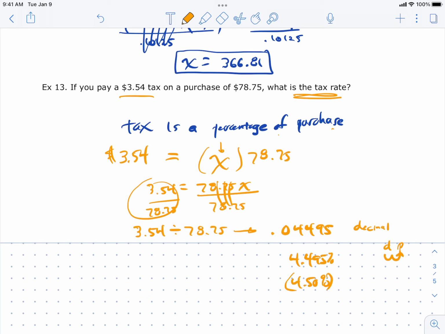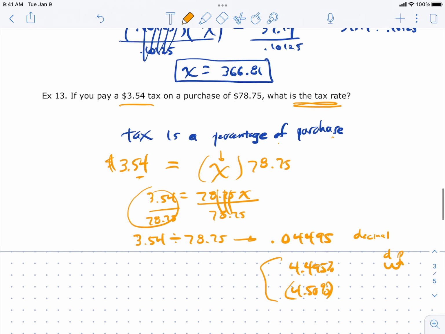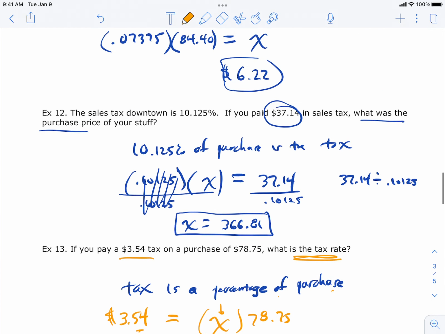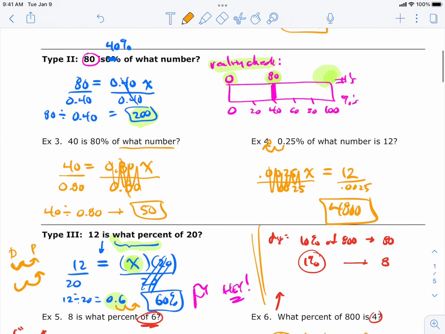Because they always round, this might have been like it was supposed to be 3.54 and another 0.5 cents or something. I mean, who knows? But anyway, it's somewhere around 4.495% or so. Maybe it's 4.5. I don't know what it is, but it's pretty darn close to that. Okay, so I hope you're enjoying these nice percentage problems. Percent efficiency is something that you'll see. Tax is something that you'll see, maybe not just in your major. Stuff like that. Yep. That was fun.